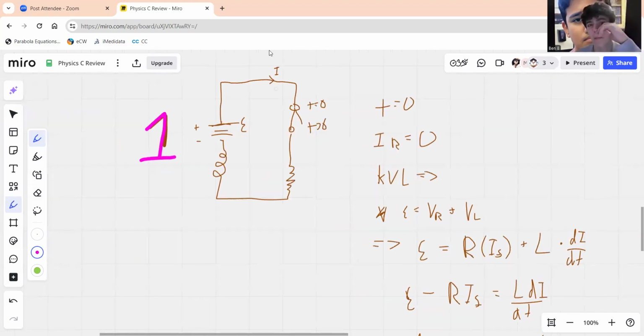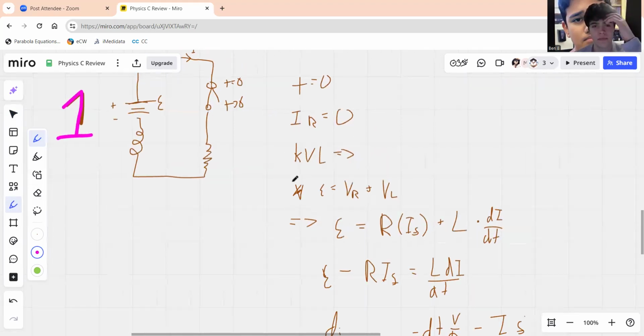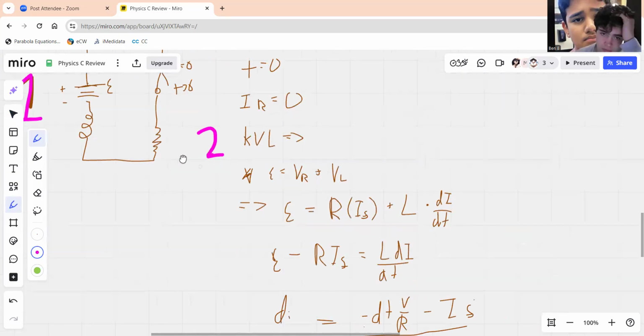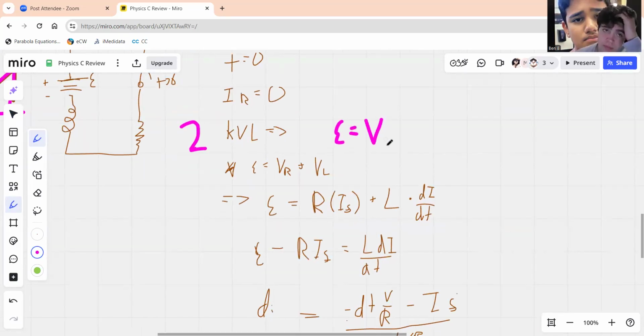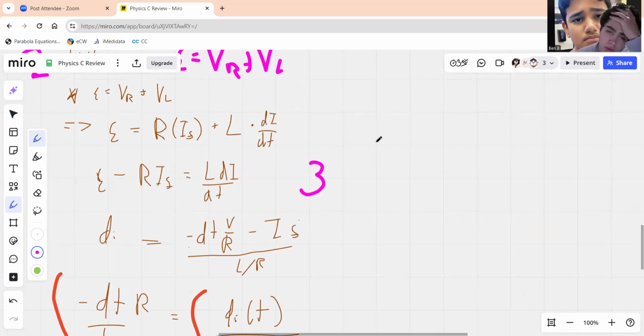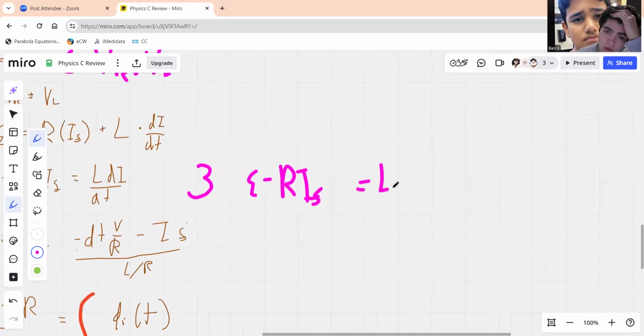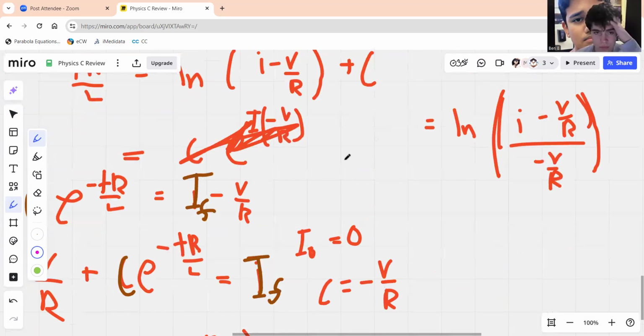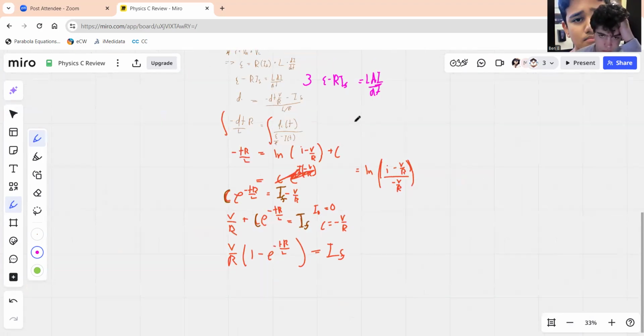So one, we have our drawing. Two, Kirchhoff's loop rule: E equals V of R plus V of L. I'm gonna leave out most of the steps in this derivation. Three, we substitute in E minus R I final equals L di over dt. Then four, you guys can do all the algebra yourselves.